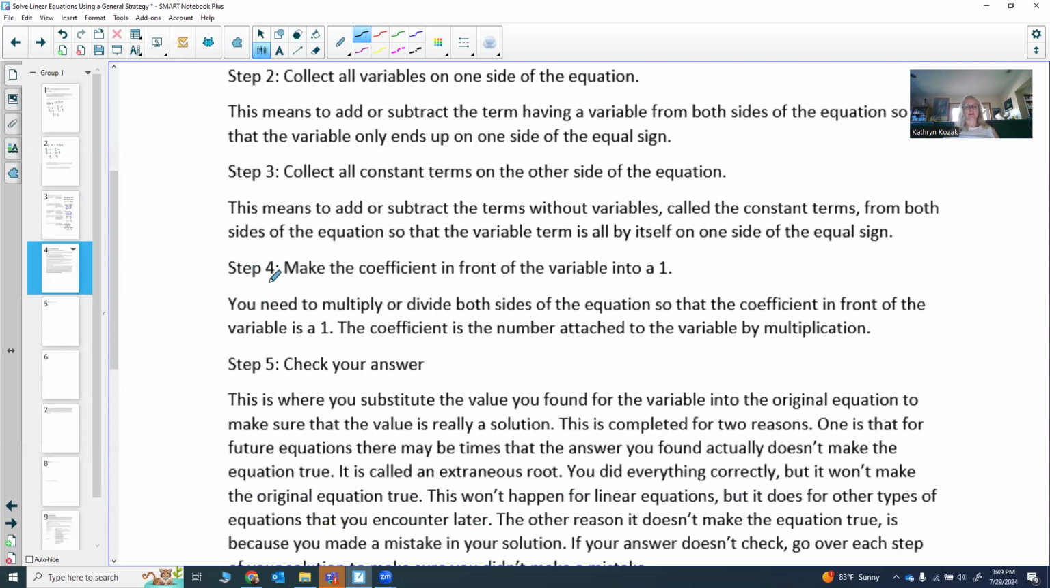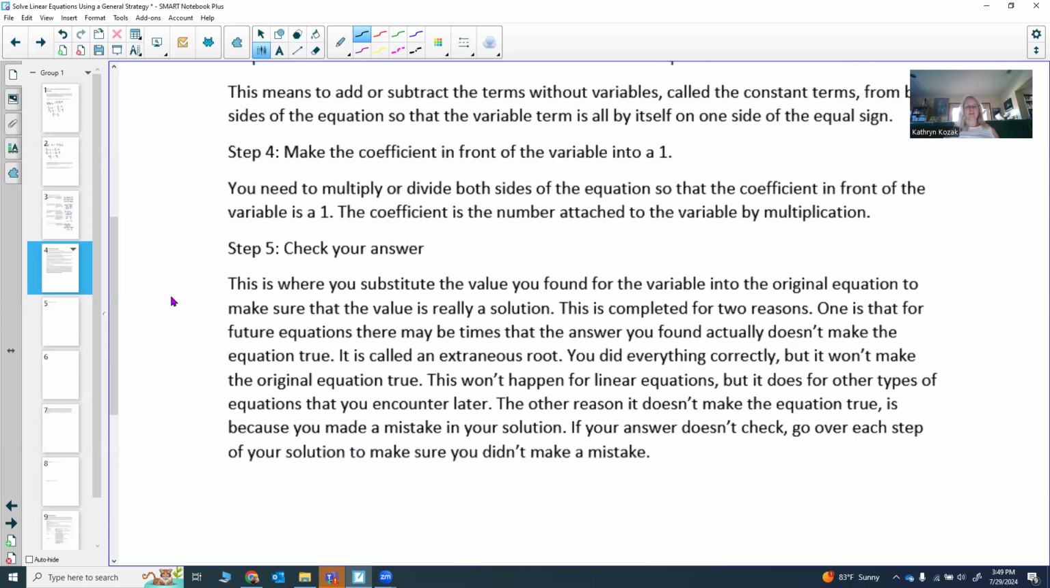Step 4 is to make the coefficient in front of the variable into a 1. You need to multiply or divide both sides of the equation so that the coefficient in front of the variable is a 1. The coefficient is the number attached to the variable by multiplication.